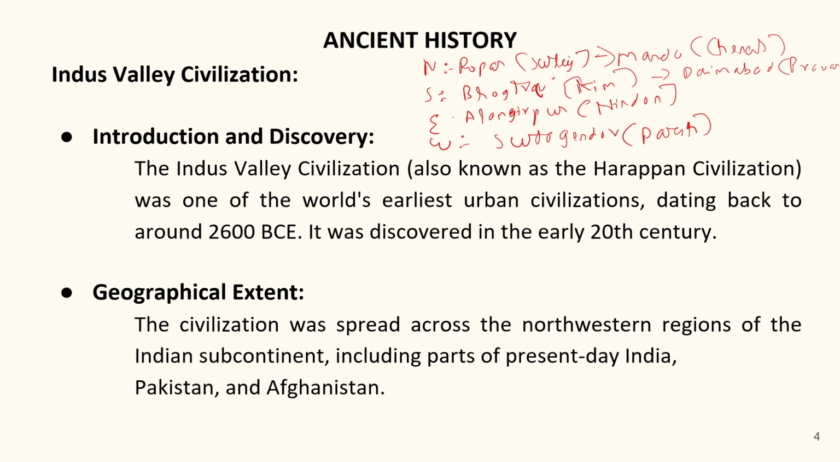But in the later time, its extension in the north extended up to Manda. Manda lies in Jammu and Kashmir, with river Chenab. And its south extended up to Daimabad, Maharashtra, with river Pravara. But there was no change at Alamgirpur on the eastern side, and Sukta Gandor on the western side. So we can say that the Indus Valley civilization only expanded vertically, not horizontally. Got it? So here we have completed a basic introduction to the extension of the Indus Valley civilization.